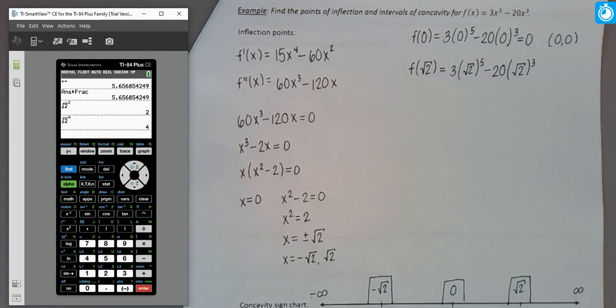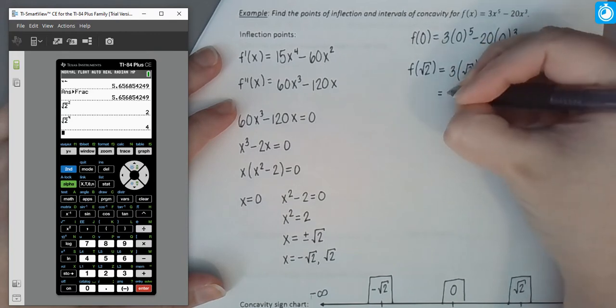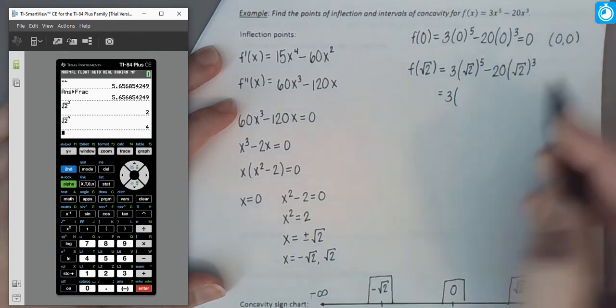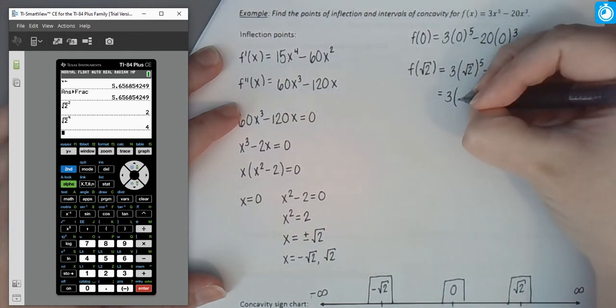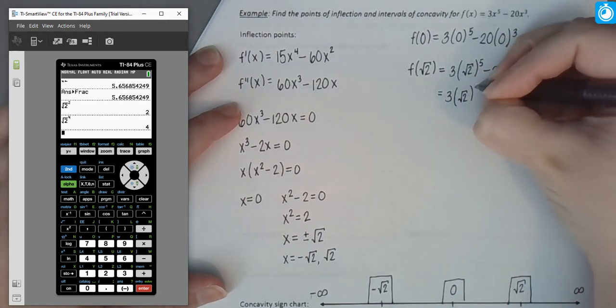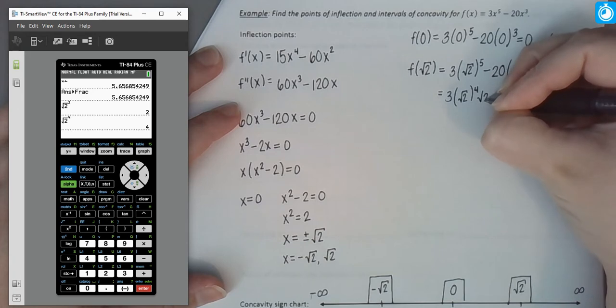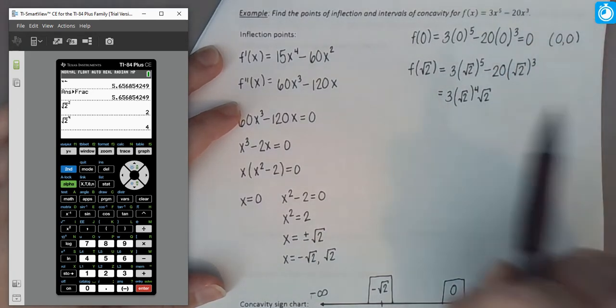Why does it give us 4? Well, the square root of 2 to the 4th power is the same thing as taking the square root of 2 and squaring it, and then squaring it again. So here's the idea for what we're going to do. We know that raising it to the 5th power would be the same thing as raising it to the 4th power, and then multiplying by another square root of 2. How does that help us?